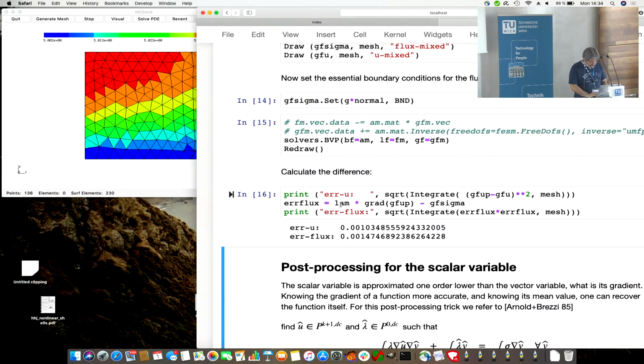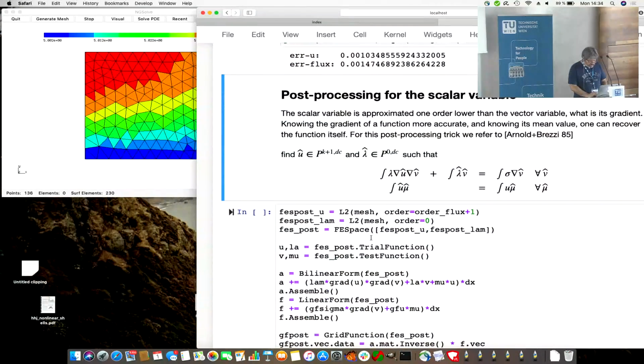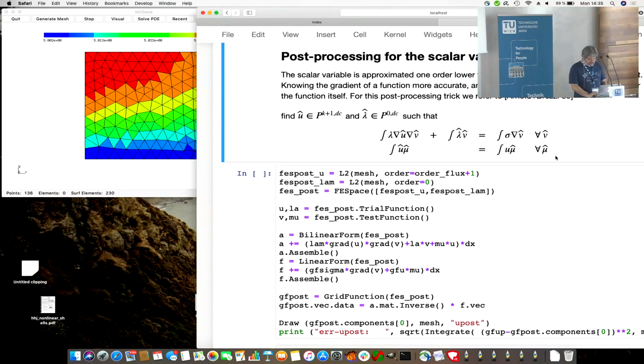We can compute the error by just integrating the difference of both. We have the error in the u, and we have the error in the flux. But luckily, there are some simple post-processing tricks to recover also a more accurate scalar solution, like Arnold-Brezzi here. This means we are solving local problems. We are computing a post-processed u hat, which is an element-wise polynomial, discontinuous, such that lambda gradient u hat approximates sigma. That motivates this version of the problem.